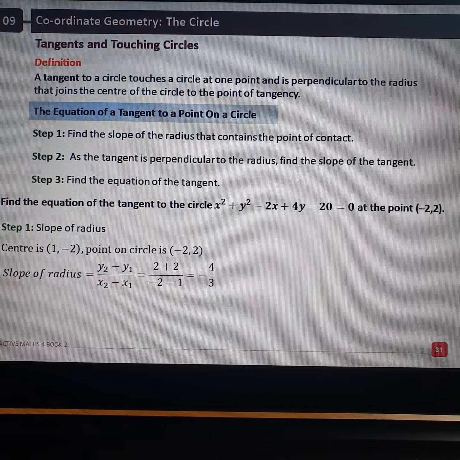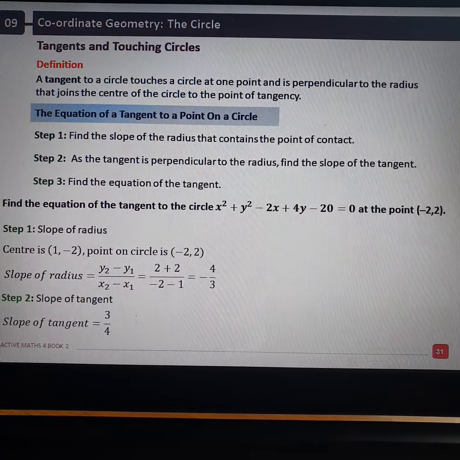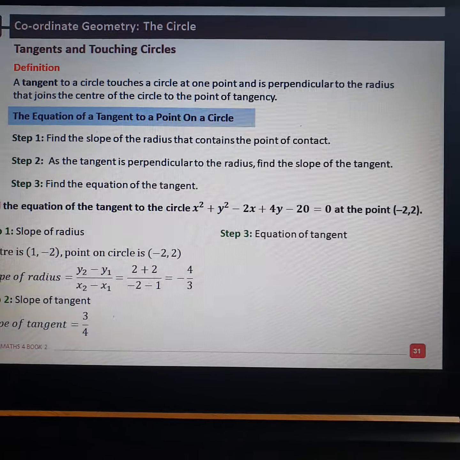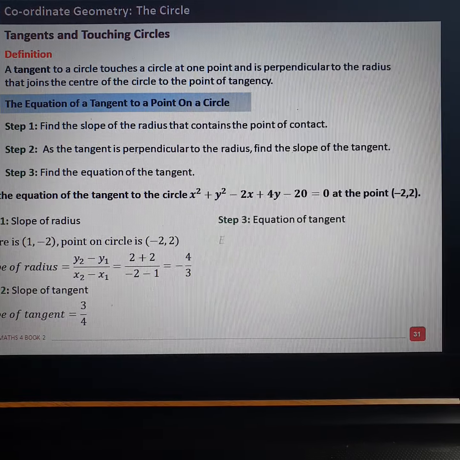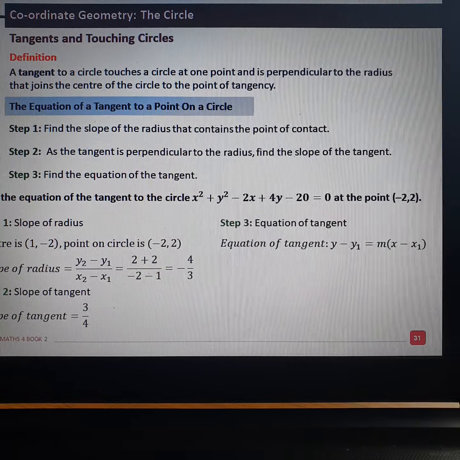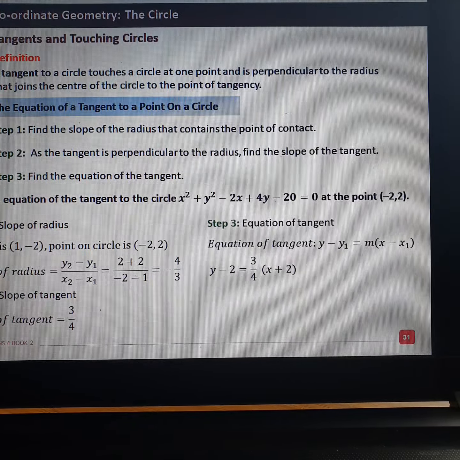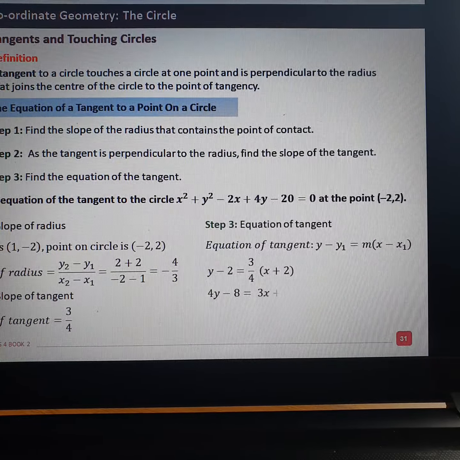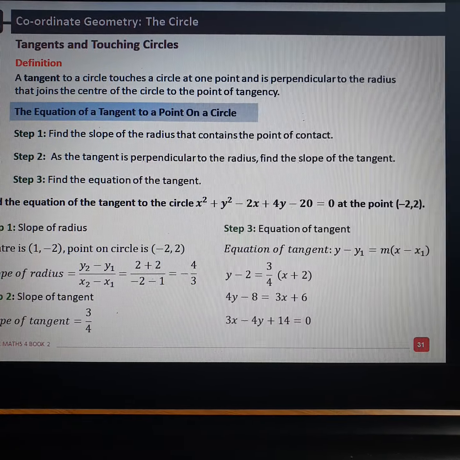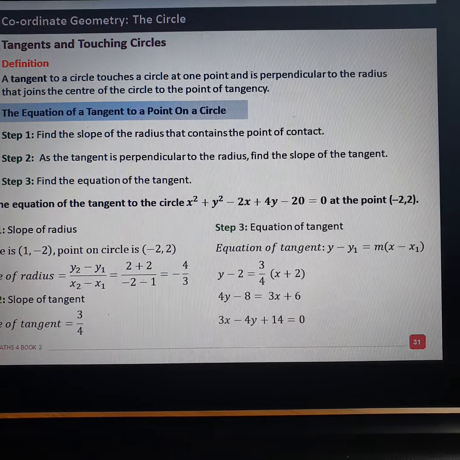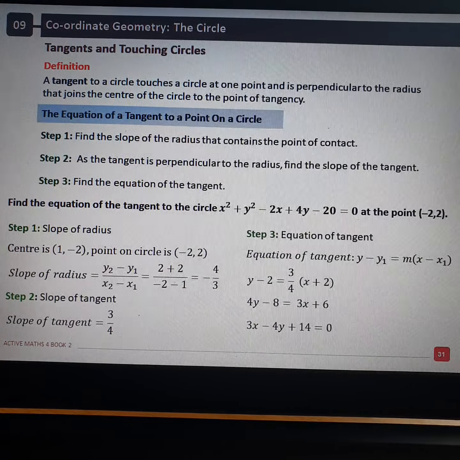Now we need the slope of the tangent. Inverting and changing the sign, the slope of the tangent is 3 over 4. And we have a point. To find the equation of a tangent, which is a linear equation, we use the point (-2, 2) and the slope 3 over 4. Plug it into y minus y1 equals m times (x minus x1), and we get the equation of the tangent at the point (-2, 2) to be 3x minus 4y plus 14 equals 0. That's a good example to take down, and take down those points as well, step 1, step 2, step 3.